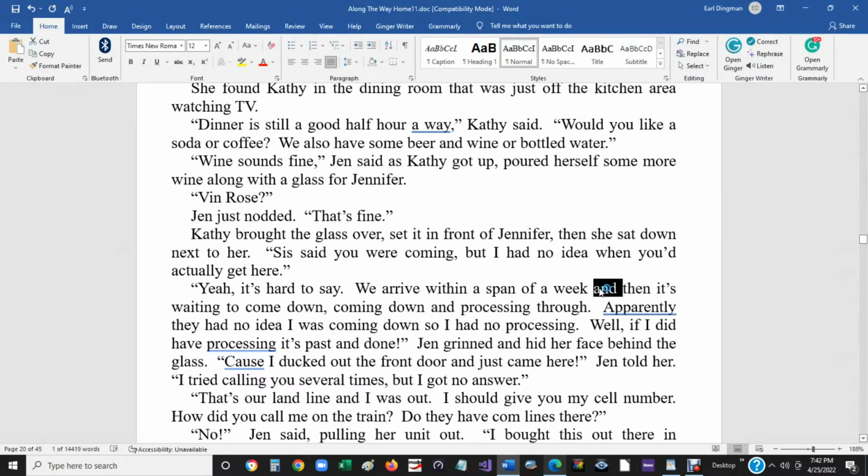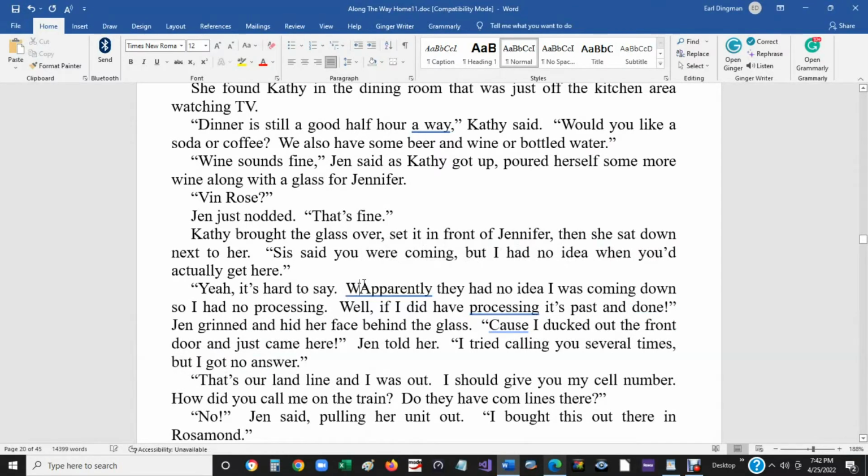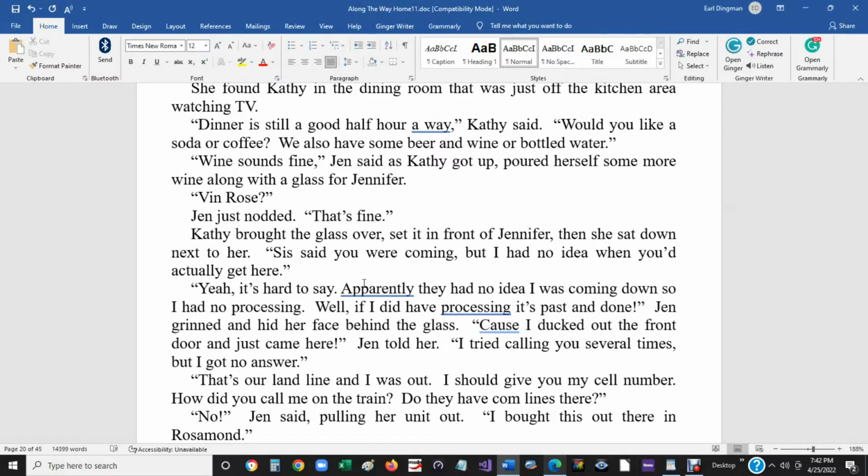Apparently, well, we can get rid of that too. That's an adverb. Starting a sentence with an adverb is not wrong, but we don't need it. "They had no idea I was coming down, so I had no processing." Yeah, it's hard to say. "They had no idea I was coming down, so I had no processing."